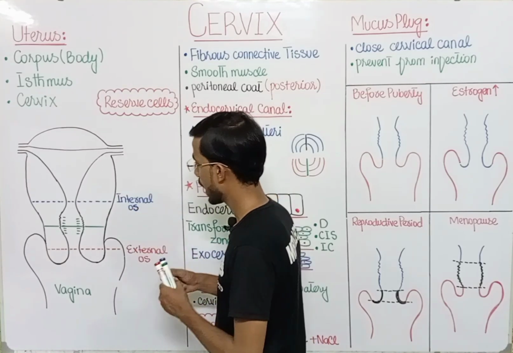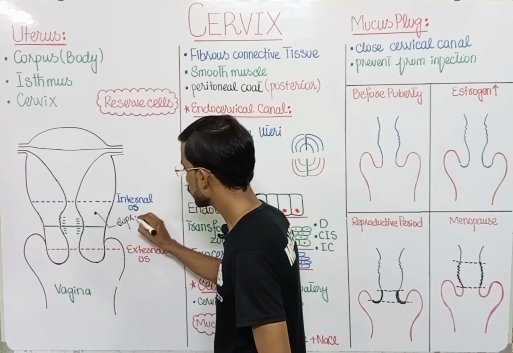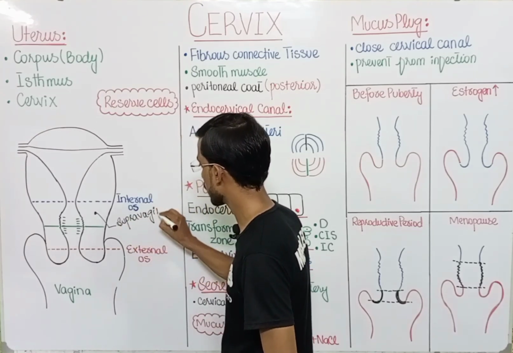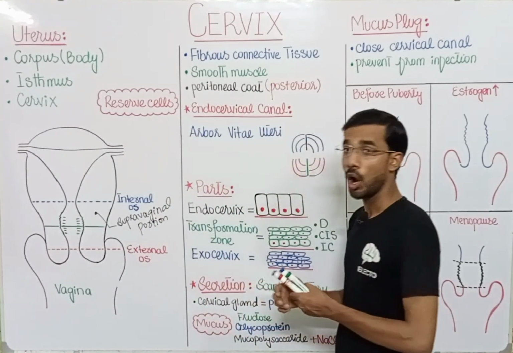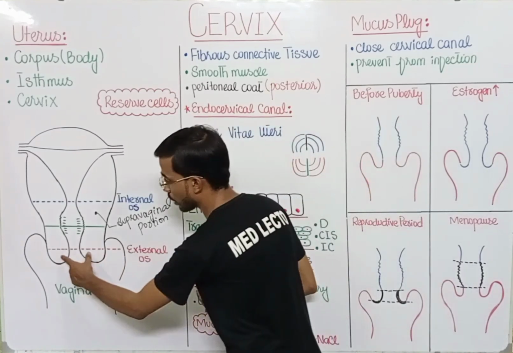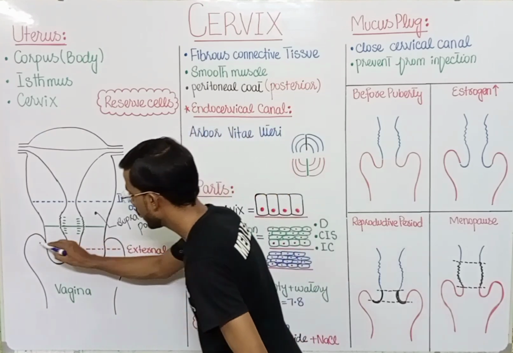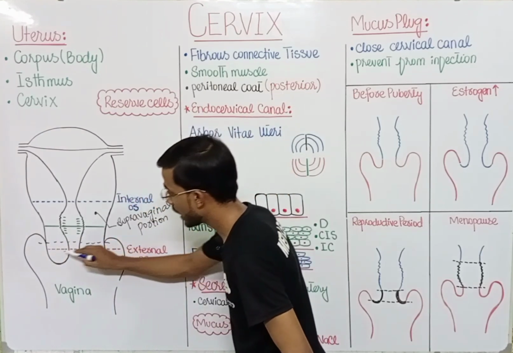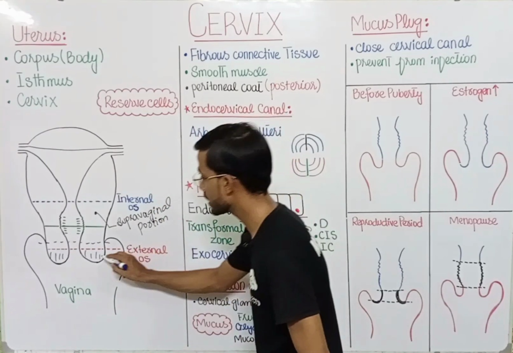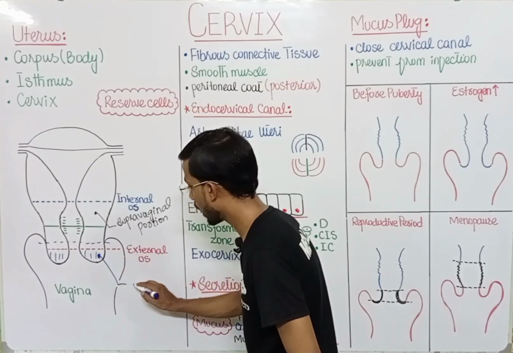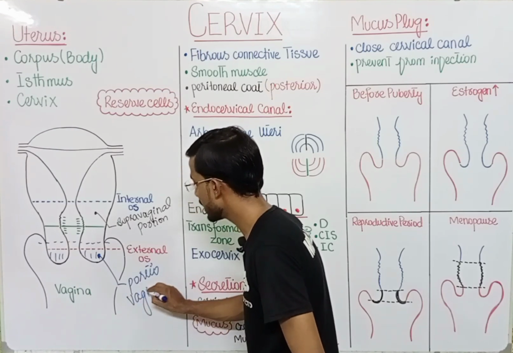and that portion is called the supravaginal portion. Here is the supravaginal portion. If you see here, here is the cervix, and that part of the cervix lies in the vagina. This part here lies in the vagina. That portion is called the portio vaginalis.